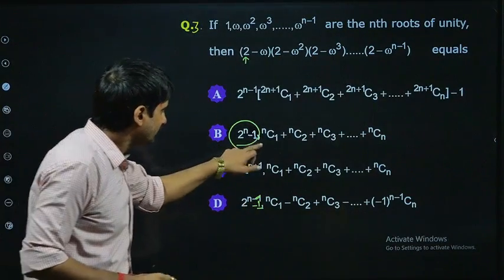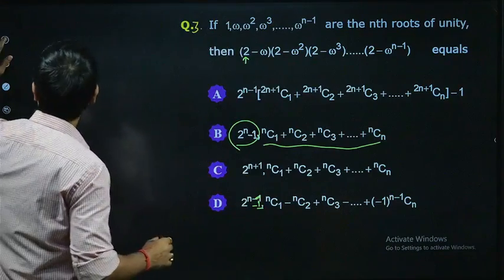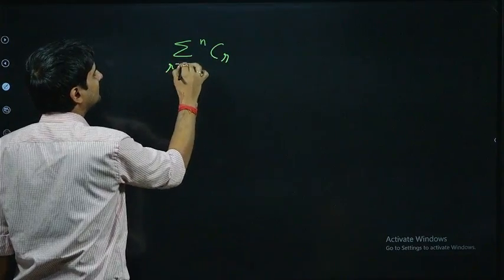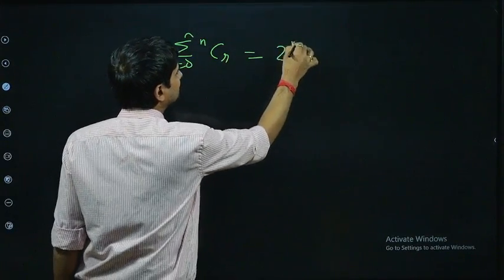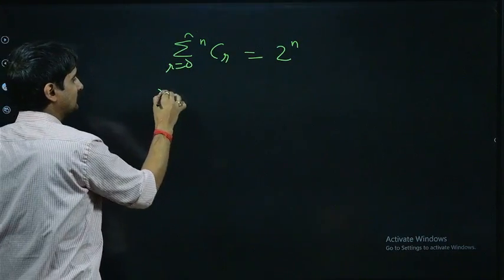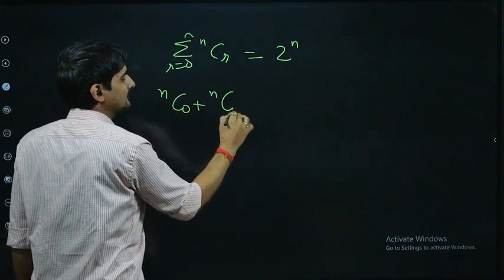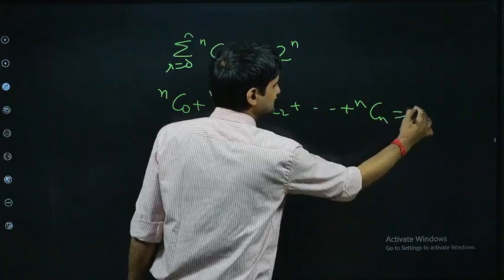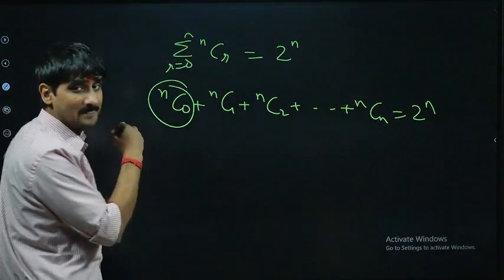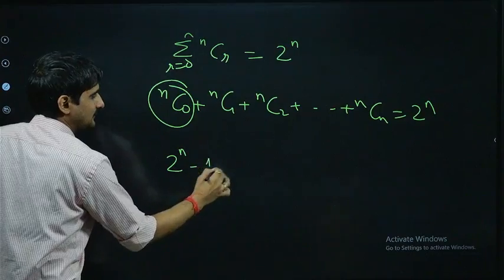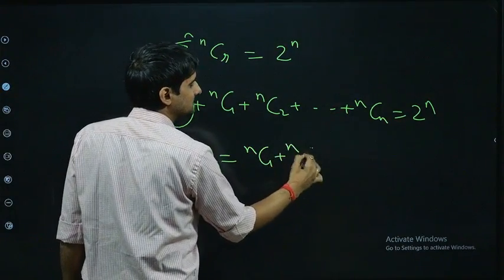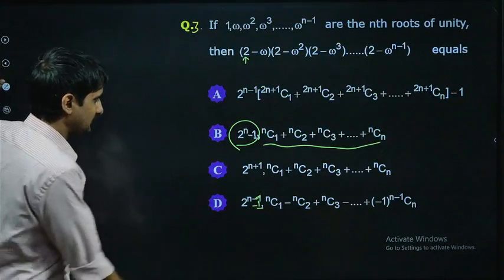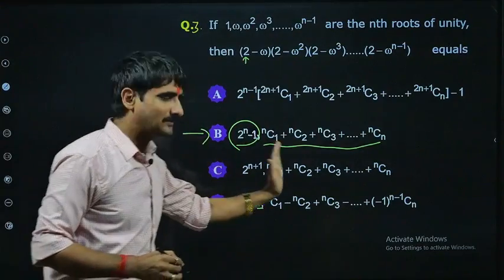But then, from binomial expansion, we already know, so let me write that one also. We know that the summation of NCR, R goes from 0 to n, is nothing but 2 raised to power n. So what do we have in LHS? We have the sum of all binomial coefficients starting from NC0 till NCn, and that's 2 raised to power n. But NC0 is 1. So 2 raised to power n minus 1 is nothing but NC1 plus NC2 until NCn. So any one of these two is the correct one. That's why they have written this comma.